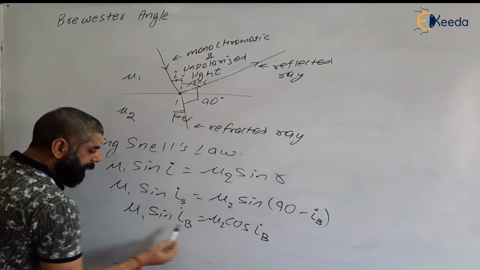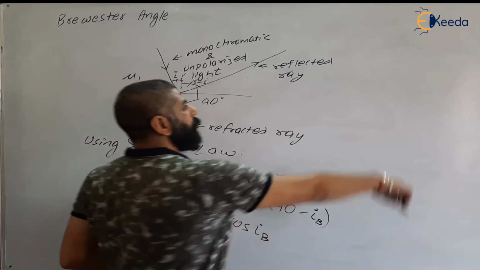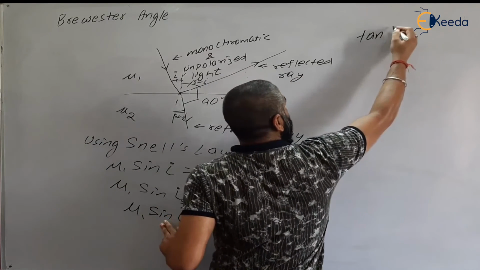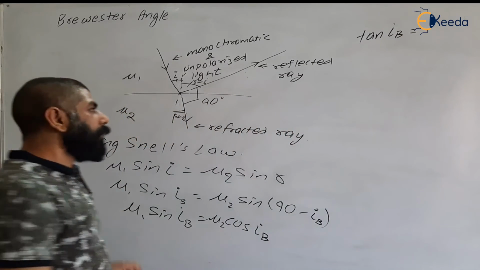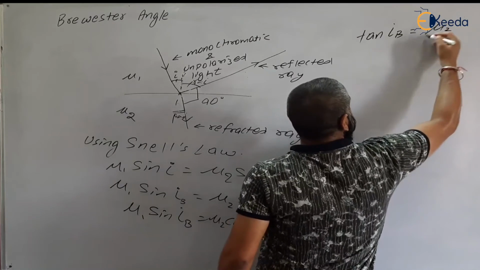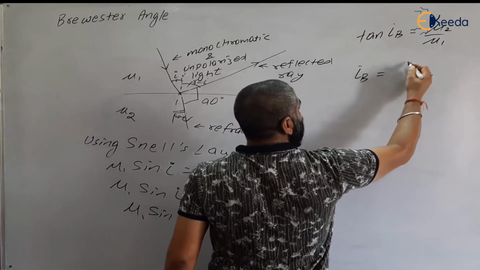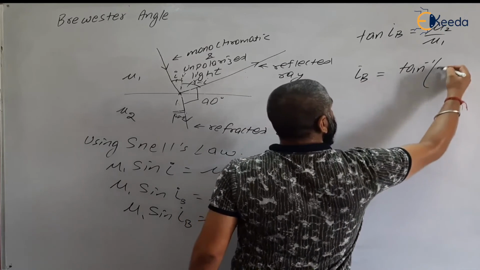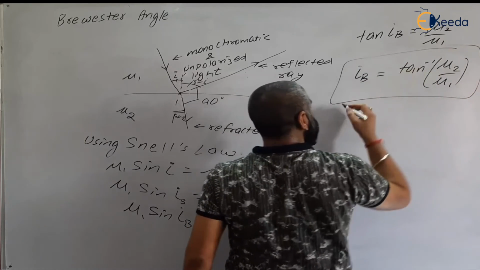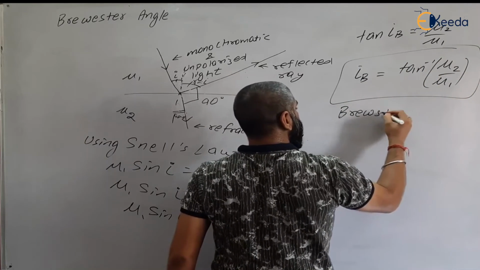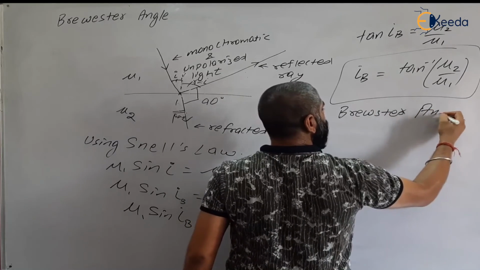Now if I take cos theta to the denominator, sine by cos is called tan theta. So tan of IB is equal to mu 2 by mu 1. So the Brewster angle IB is equal to tan inverse of mu 2 by mu 1. So this is our Brewster angle.